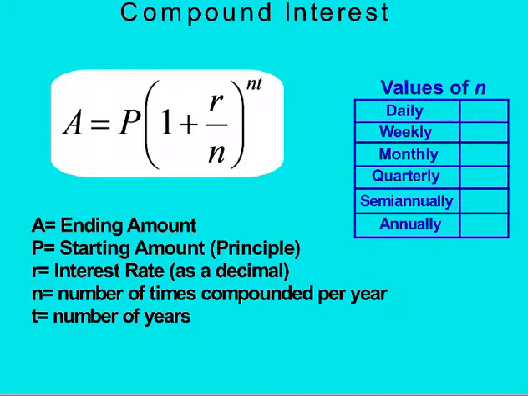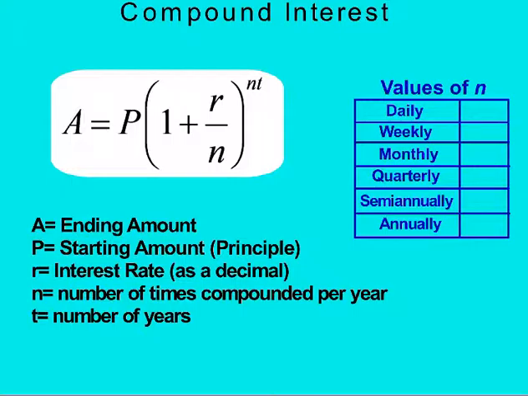Taking a look at this, this is the compound interest formula. A is going to represent your ending amount, so that's really what you're trying to calculate. P is going to represent your starting amount, or your principal. R is your interest rate. Now, 90% of the time it is going to be given to you as a percent, so you want to make sure you convert that into a decimal.